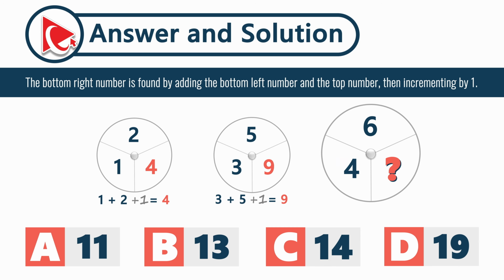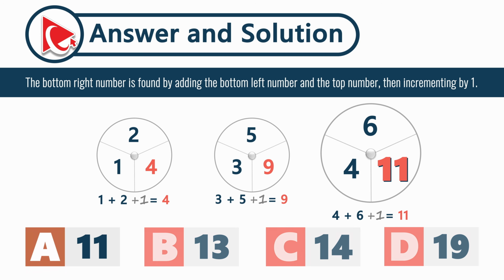And then the third circle number is calculated as 4 plus 6 plus 1 and equals 11. And the correct answer here is choice A, 11.